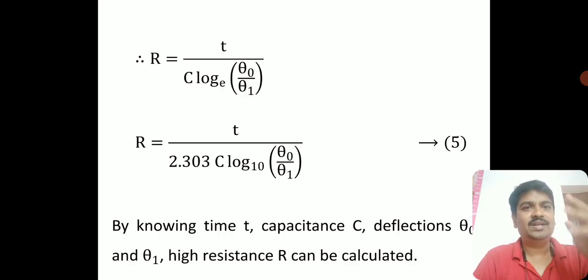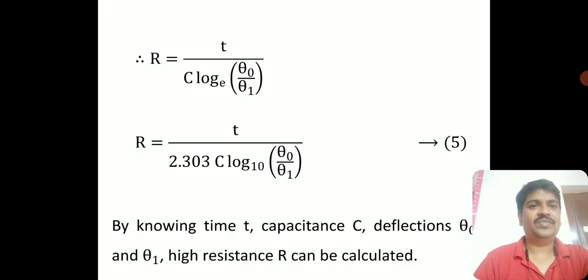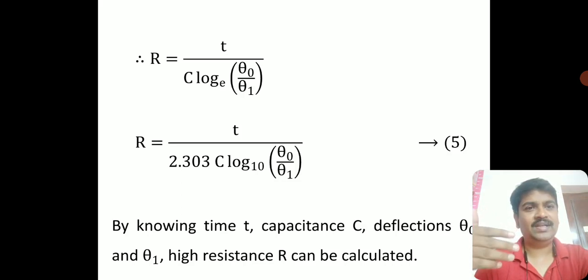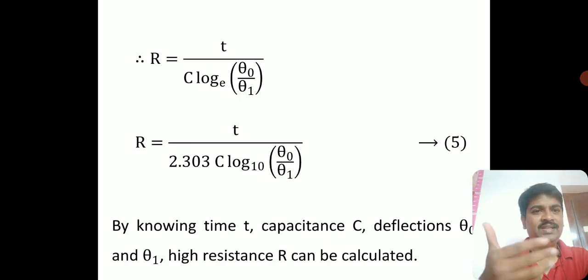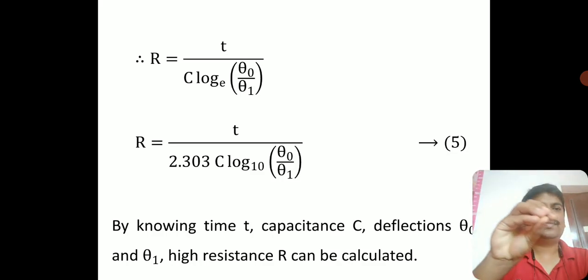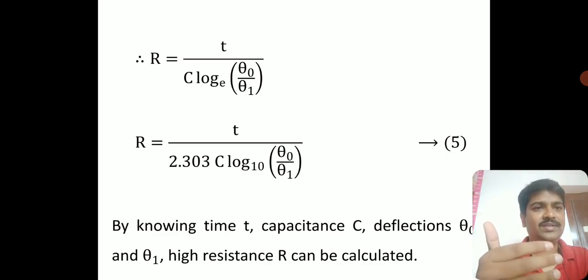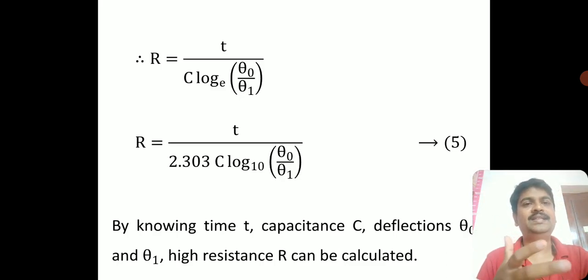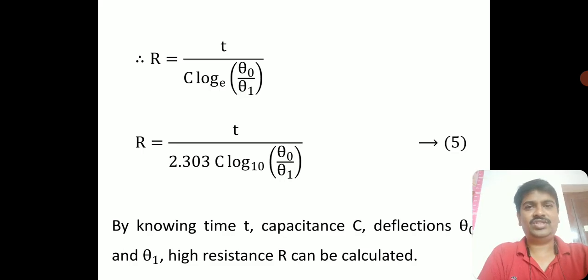So then R equals T by 2.303 C log of theta naught by theta 1, where T is the known time for which the charge on the capacitor leaks through the high resistance. C is the capacitance of the capacitor. Theta naught is the deflection which I measured in the first case. Theta 1 is the deflection I measured in the second case, and R is the value of high resistance, which can be calculated by noting all these quantities.